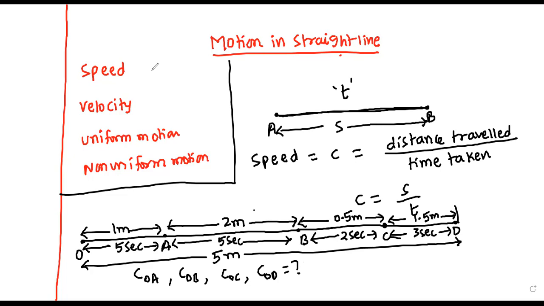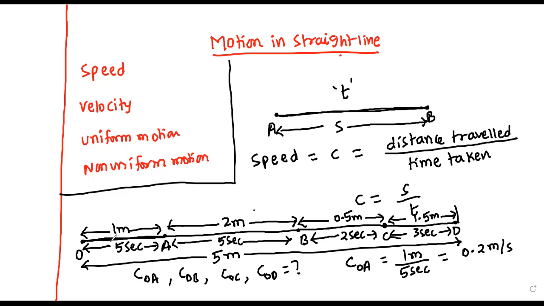Now, speed along OA, I can say the distance traveled is 1 meter. So speed of OA equals 1 meter by 5 seconds. Approximately 1 by 5 means 0.2. So I can write 0.2 meter per second.